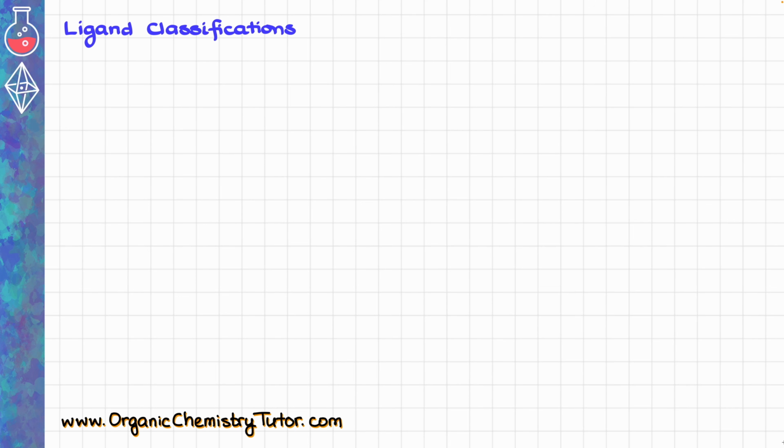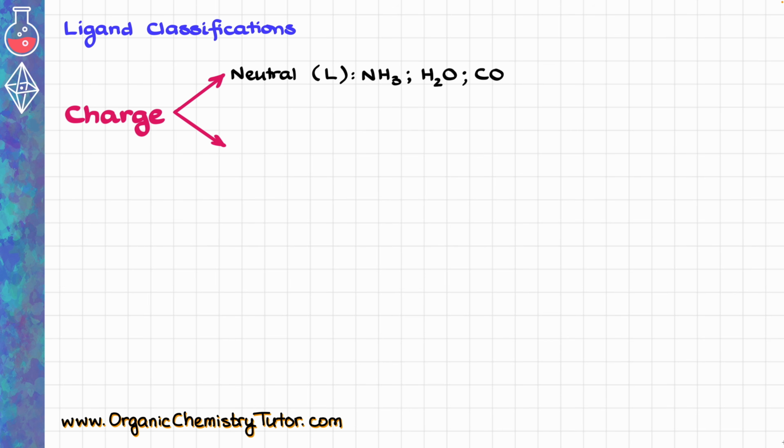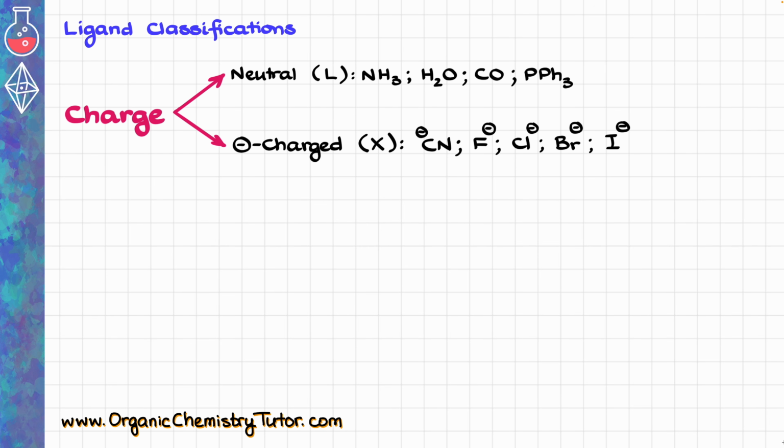Now, when it comes to the ligands themselves, there are many different classifications that we use for those. I'm only going to go over a few most useful for our purposes. First, we can classify ligands by charge. We can have neutral ligands, like let's say ammonia, water, carbon monoxide, triphenylphosphine, and other ones. And we can have charged ligands like cyanide, halides, alkyl groups, hydrides, and so on.